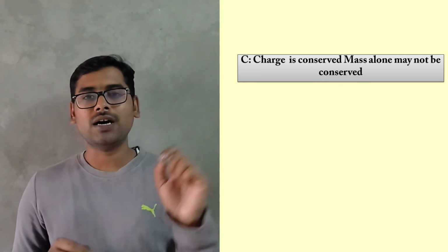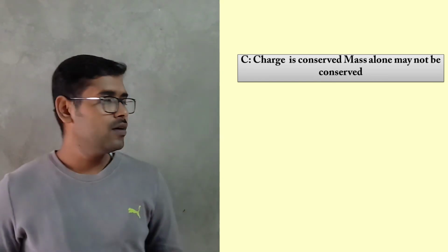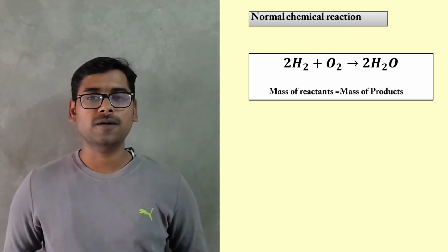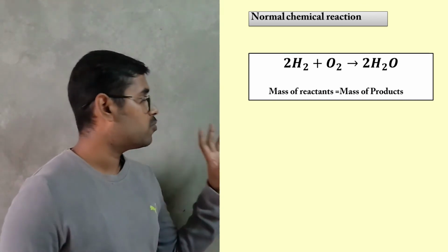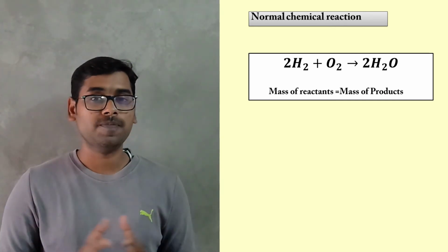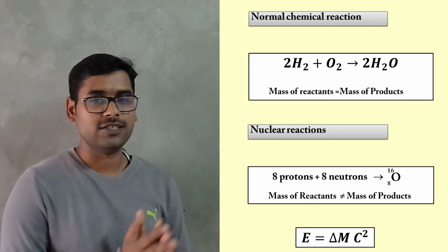But when it comes to mass, mass alone may not be conserved in some situations. Because usually when we take example of normal chemical reactions, mass in this case will be conserved. That is, total mass of reactants is equal to total mass of products in normal chemical reactions. But this is not true when we look into the nuclear reactions.